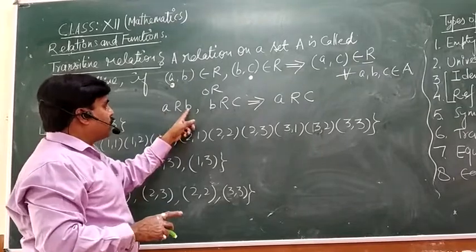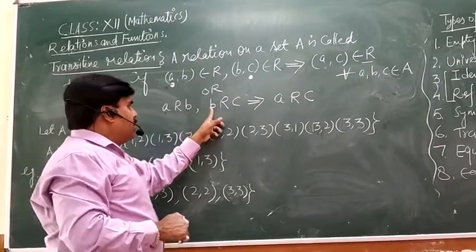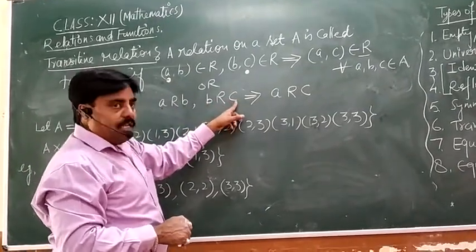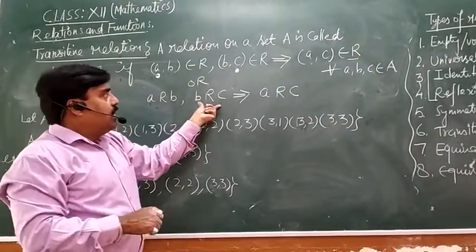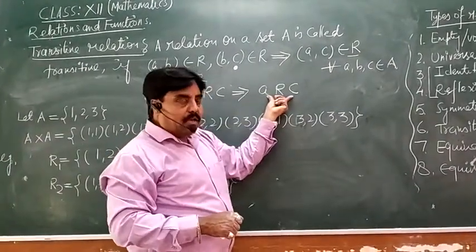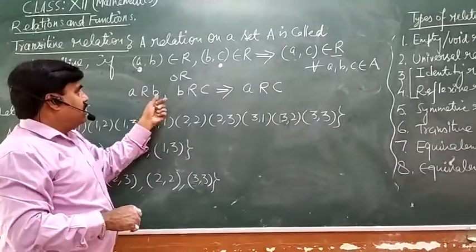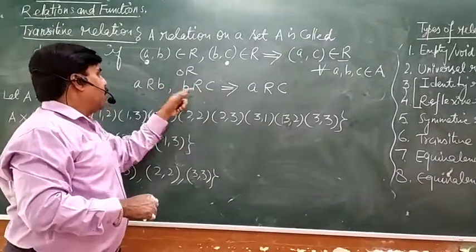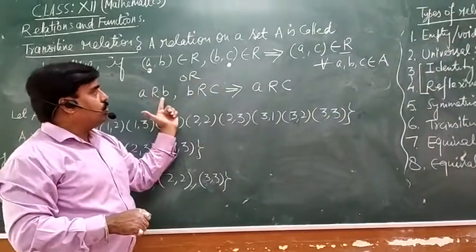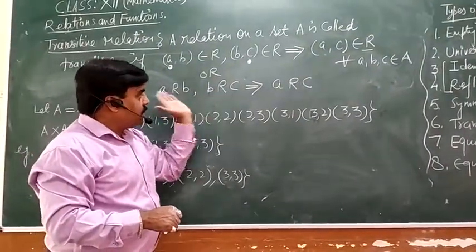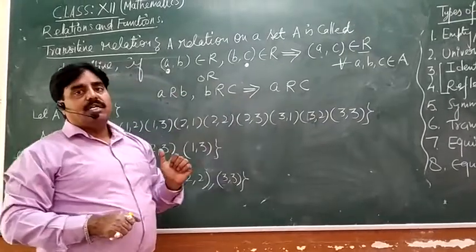Suppose A is the brother of B, B is the sister of C. Whatever relation is here and here, the same relation must hold here. If A is the brother of B, B is the brother of C, then A must also be the brother of C. But if this condition is not satisfied, then you can say this relation is not transitive.